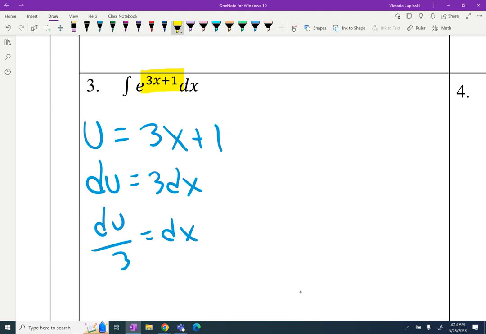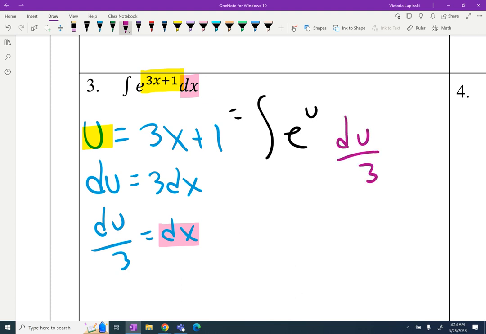You are going to sub in your u. You're going to sub in your dx. When you go to do that rewrite step, it becomes e to the u. dx is equal to du over 3. That 3 on the bottom doesn't cancel. Not only doesn't it cancel, but you have to remember it's actually a 1/3.